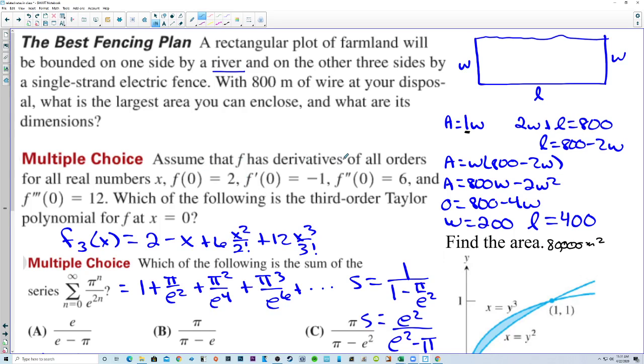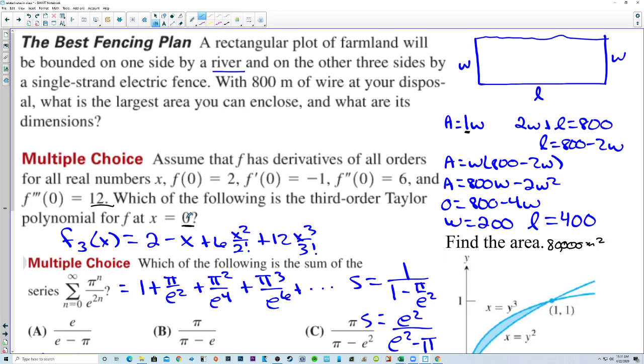Assume that f has derivatives of all orders for all real numbers. F of 0 is 2, first derivative is negative 1, second derivative is 6, and the third derivative is 12. Which of the following is the third order Taylor polynomial for f at x equals 0? I suppose this was multiple choice, but I don't have the choices. We just wrote what it was. 2 minus x plus 6x squared over 2 factorial plus 12x to the third over 3 factorial. And we don't need any minuses because it's centered at 0.